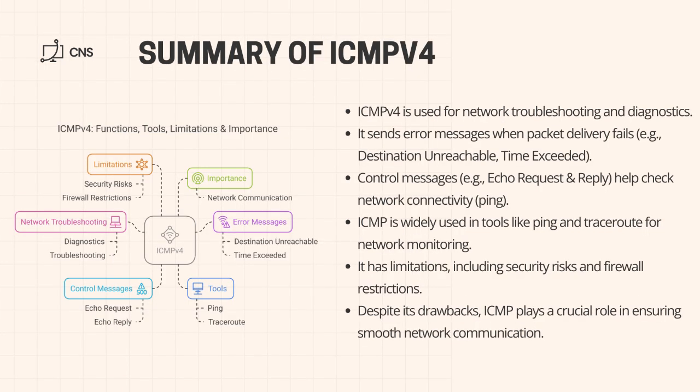To wrap up this session, ICMPv4 is an essential protocol for network troubleshooting and diagnostics. It detects and reports network issues when packet delivery fails, for example destination unreachable or time exceeded. Control messages like echo request and reply help verify connectivity using tools like ping. Traceroute utilizes ICMP to map the path of packets across a network. While ICMP is crucial for monitoring and communication, it has limitations such as security vulnerabilities and firewall restrictions.